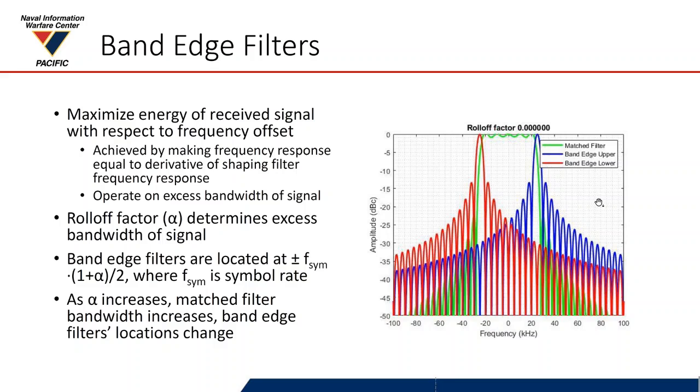One way to do this is to locate a pair of filters called band edge filters, one at the positive and one at the negative ends of the modulated channel. If we know the modulation rate and we know the roll-off factor in the shaping filter, then the optimum choice for the band edge filter coefficients is such that the frequency response is equal to the derivative of the shaping filter's frequency response. As the roll-off factor increases from 0 to 1, the band edge filter locations also change because the edges of the shaping filter change.